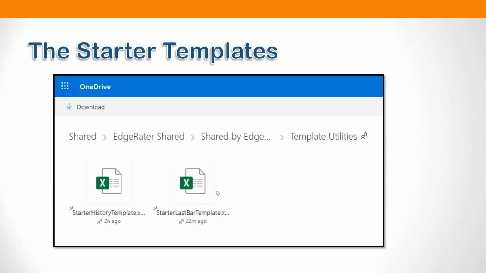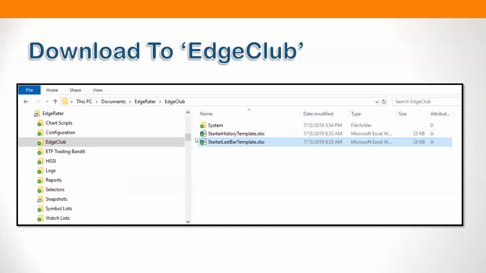What you need to do is download each of those individually, or you can download them both together. If you do that, though, that'll end up as a zip file, and you have to unzip it. But when you finally have extracted the XLSX files, you then need to copy them into your EdgeClub folder, which is under your documents, EdgeRater, and then EdgeClub. You'll notice under EdgeClub there's also a system folder. Do not put the files in there.